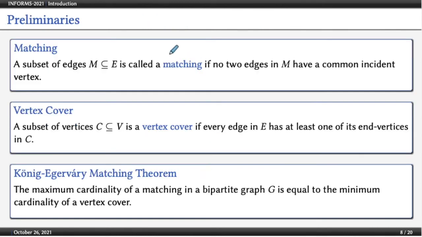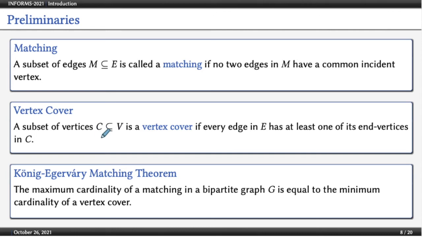First, let me mention a couple of definitions and the theorem that everybody probably knows anyway. So a subset of edges is called a matching if no two edges in this subset have a common incident vertex, and then a subset of vertices is a vertex cover if every edge in E has at least one of its end vertices in this subset.